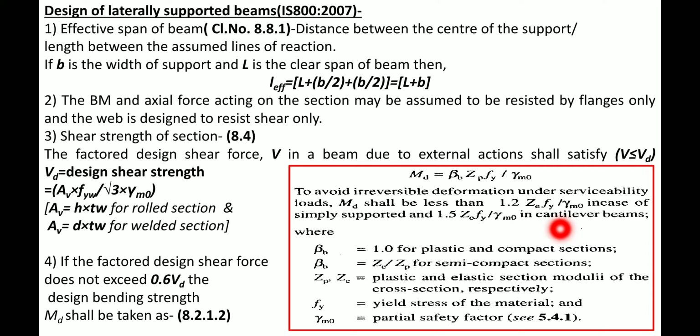Normally, here we are going to design plastic sections, compact sections, and rarely semi-compact sections. We cannot design for slender sections. Beta b is the ratio of Ze divided by Zp for semi-compact sections, where Zp and Ze are the plastic and elastic section moduli of the cross section respectively. Fy is the yield stress of the material in Newton per mm square. Gamma m0 is the partial safety factor as per clause number 5.4.1.